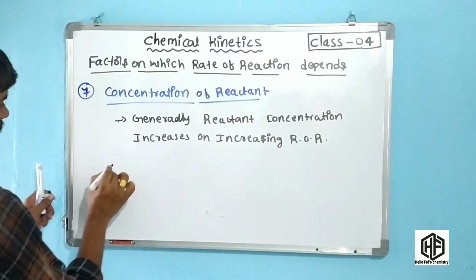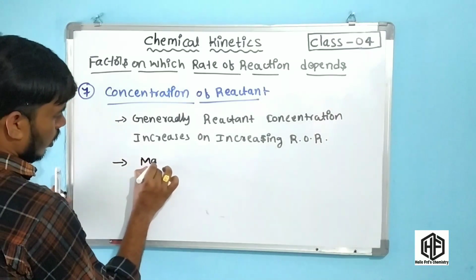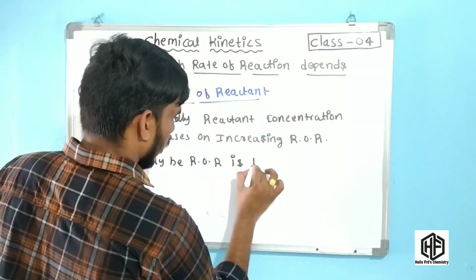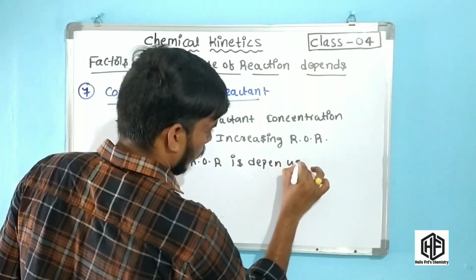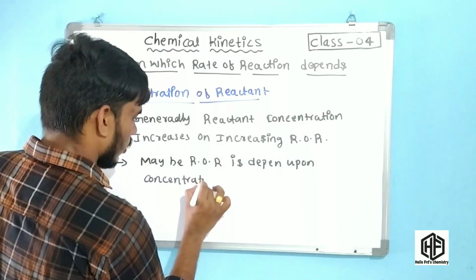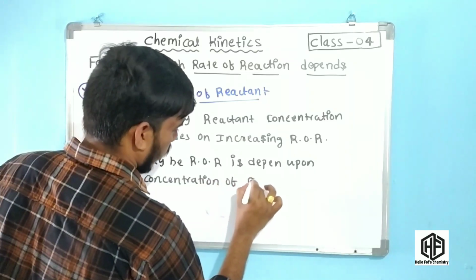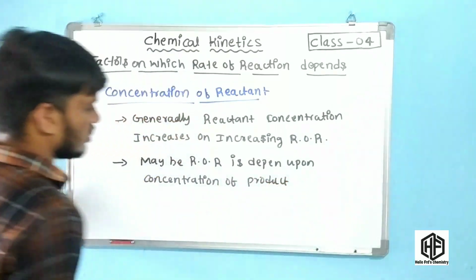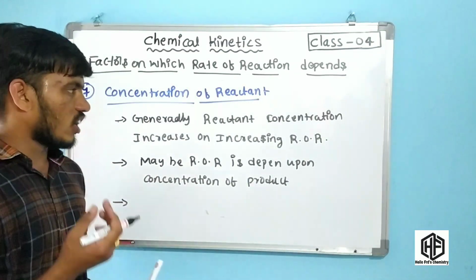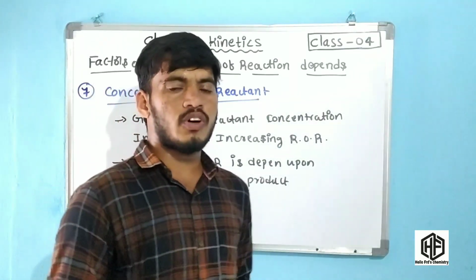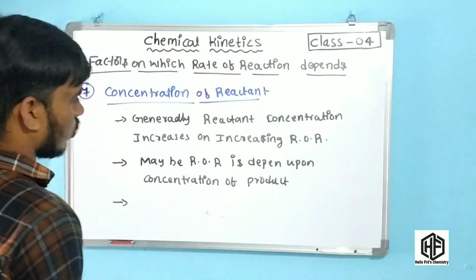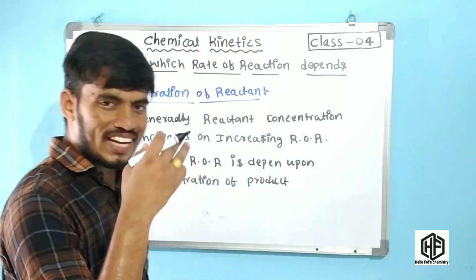And one more point is that the rate of reaction may depend upon the concentration of product. The rate of reaction depends upon the concentration of reactants and the concentration of products. When the concentration of reactants increases, what happens, friends? Automatically the rate of reaction increases.